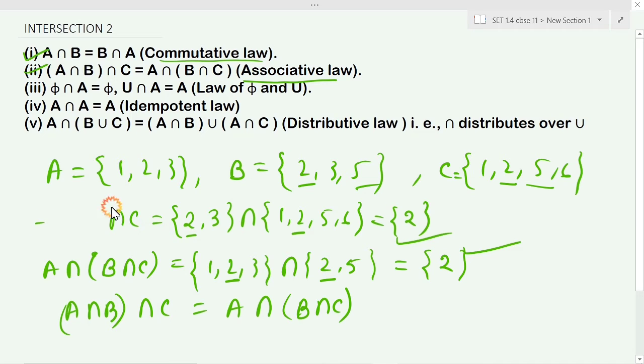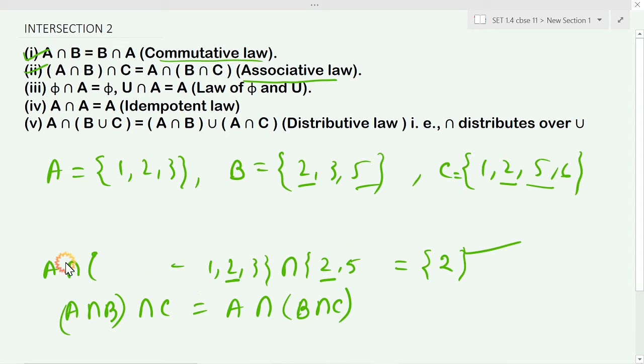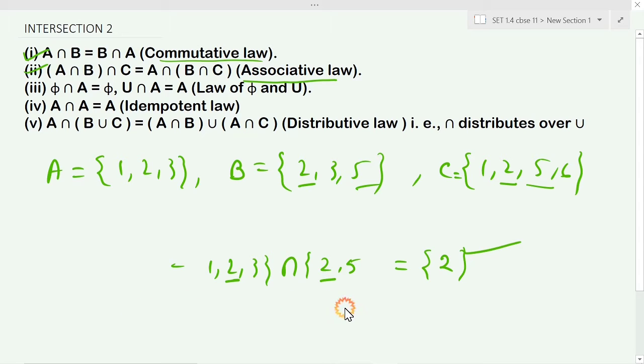Now for the third property, that is phi intersection A. Phi intersection A equals phi.